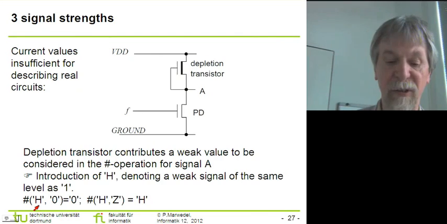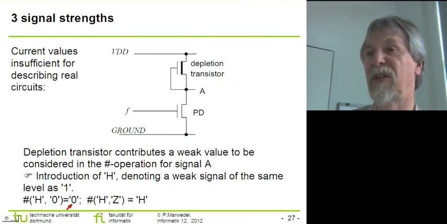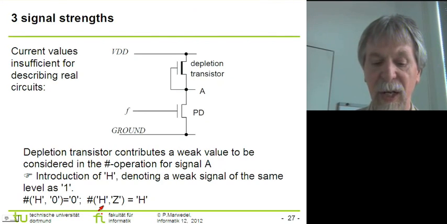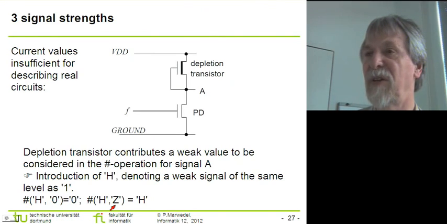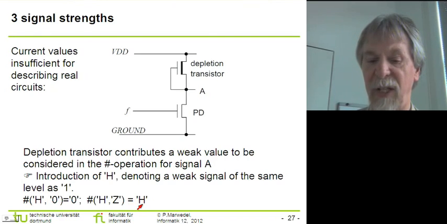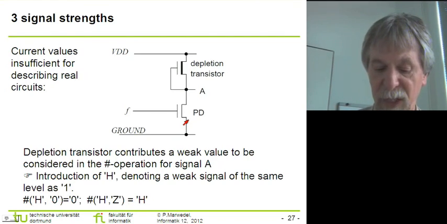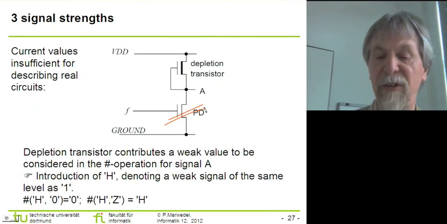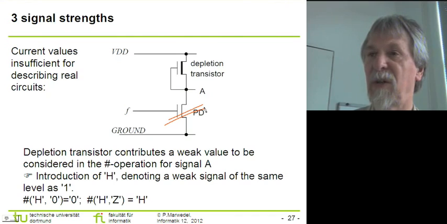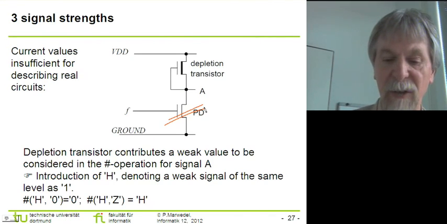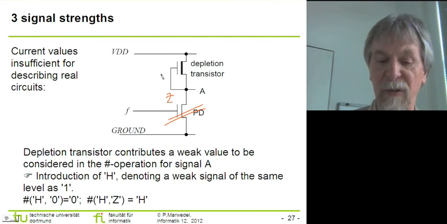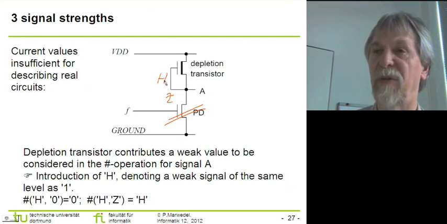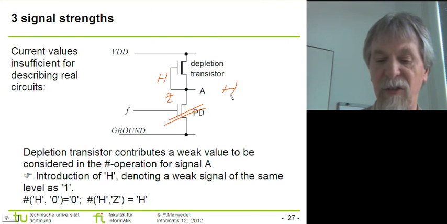If we have as arguments a weak 1 and a strong 0, then the result would be a strong 0. And if we have a weak 1 and a Z, which is actually the weakest signal of all the signal values, then the result would still be an H. This would be exactly the situation that we would find if this transistor over here is not conducting. If F is equal to 0, then that transistor will not be conducting. And then from below, from this lower end of the circuit, we will be providing a value of Z, and the depletion transistor will be providing this value of H. And as a result, we would have this H as a value at the output.